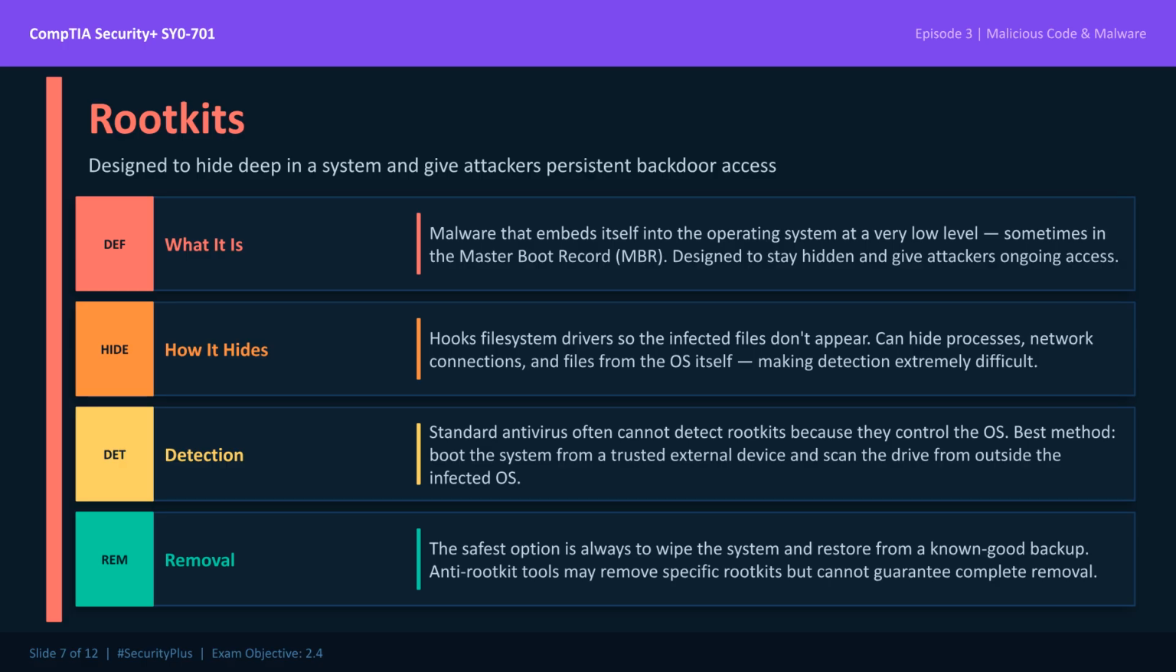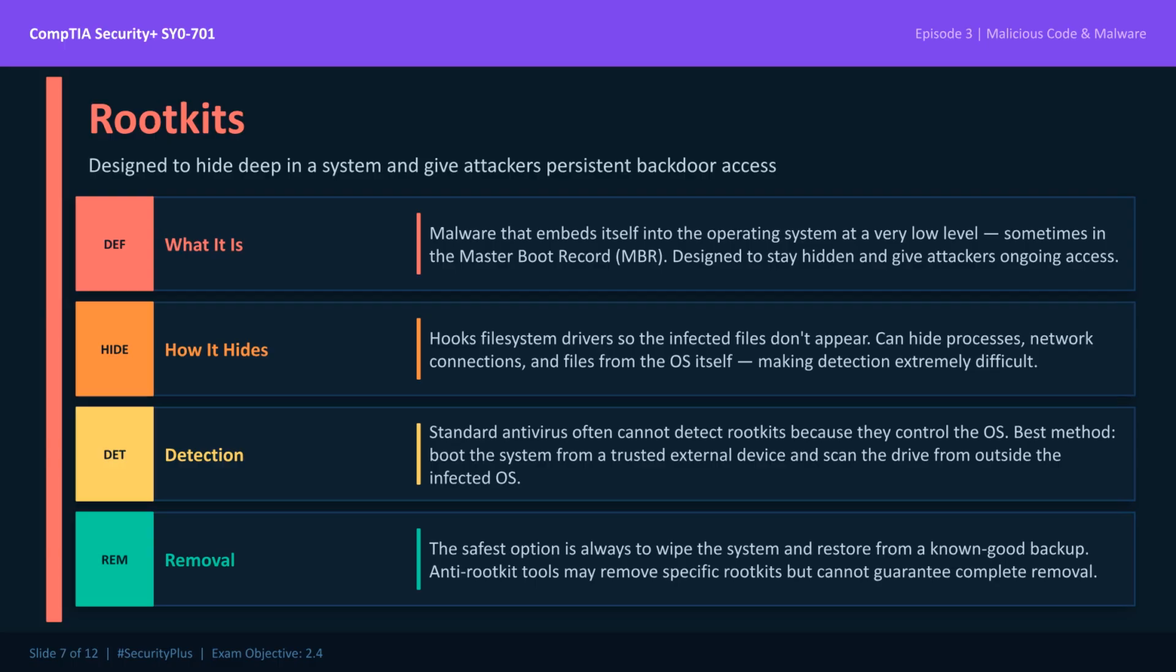A rootkit embeds itself deep into the operating system, sometimes in the master boot record itself. It is specifically designed to hide. It hooks into the file system so infected files do not appear, and can hide processes and network connections from the operating system. Standard antivirus often cannot detect rootkits because the rootkit controls the OS it is trying to scan.